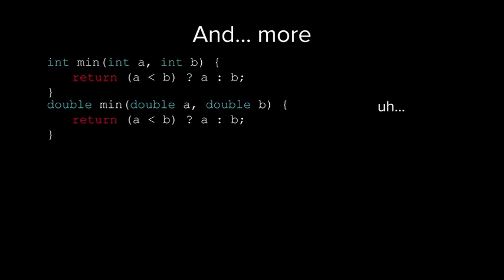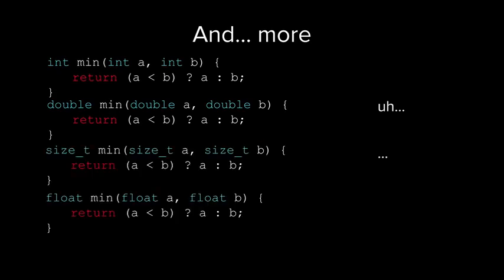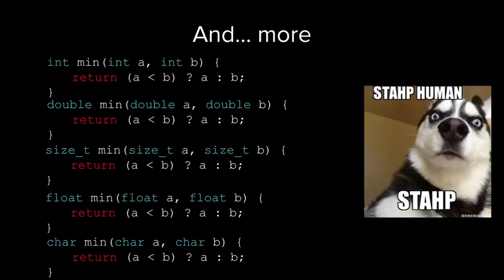Okay? And you could keep doing this for other types. You could have a min of ints, a min of doubles, a min of size_ts, a min of floats, min of characters, min of strings. At some point you have to really stop and say, okay, this is not a reasonable programming model for what I'm trying to do.